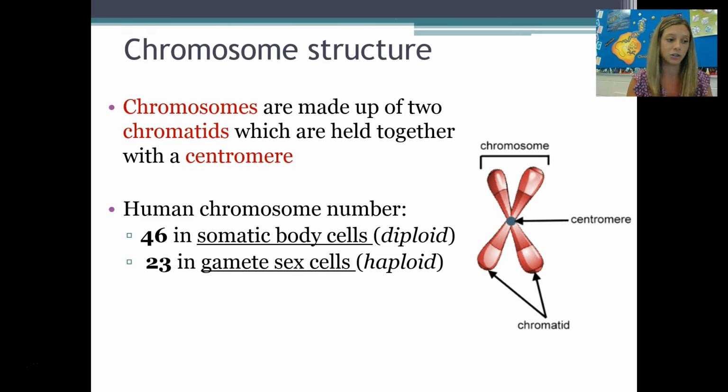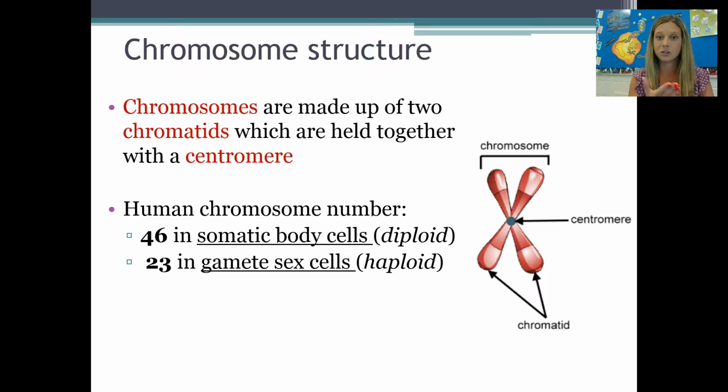So in your sex cells, your egg or your sperm, depending on if you're male or female, you have 23 chromosomes in those cells. Now think about why that is. When a mommy and daddy love each other, the egg and the sperm come together. So the egg has to carry 23 chromosomes, the sperm has to carry 23 chromosomes so that when they come together during fertilization, that chromosome number is restored to 46.